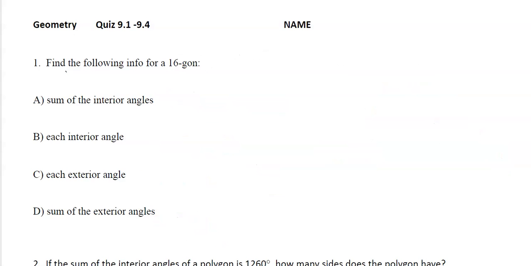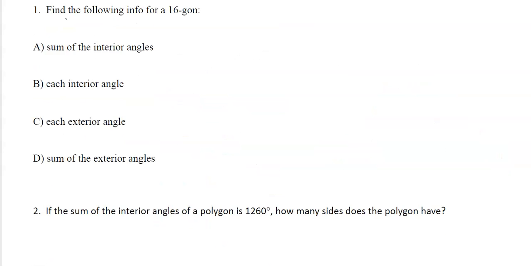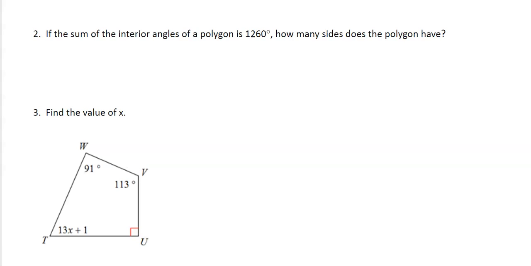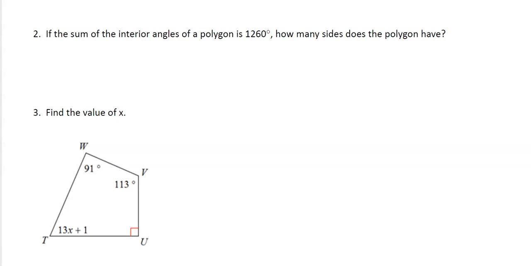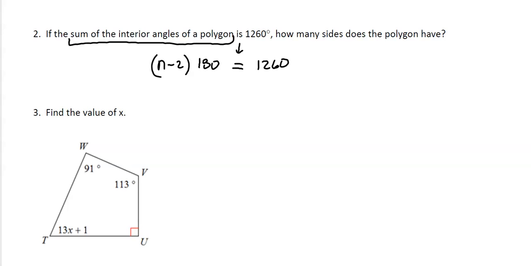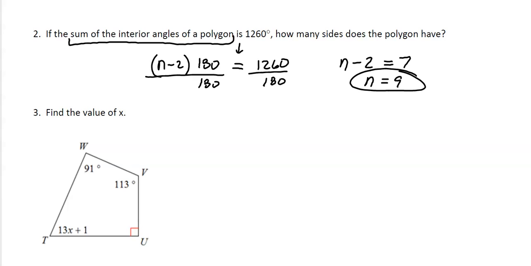All right, moving on. Number 2. If the sum of the interior angles is 1260, how many sides does the polygon have? So I'm just going to set up the formula. I know the sum of the interior angles of a polygon, well, that formula is n minus 2 times 180, and it equals 1260. Now we just solve for it. I divide by 180, divide by 180. 1260 divided by 180 is 7. So n take away 2 equals 7. That means the number of sides would be 9.